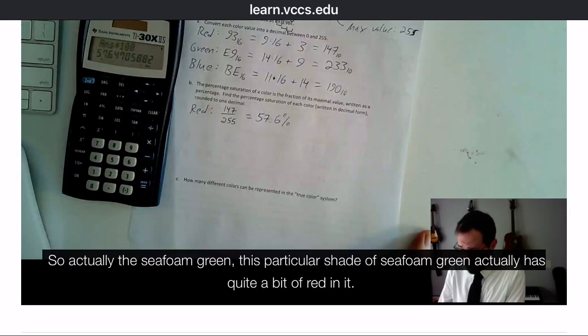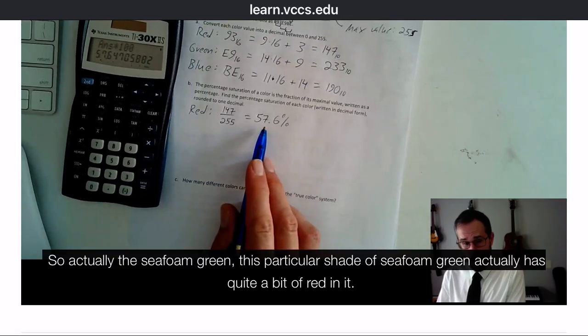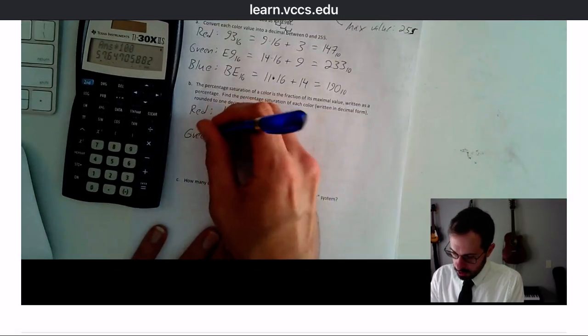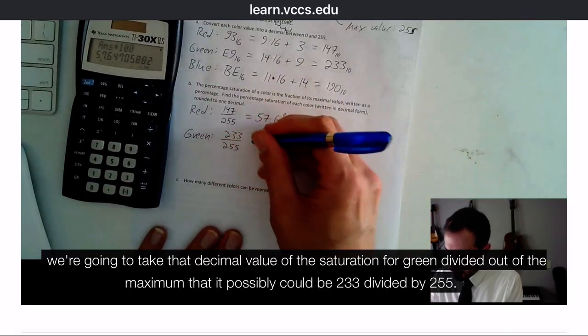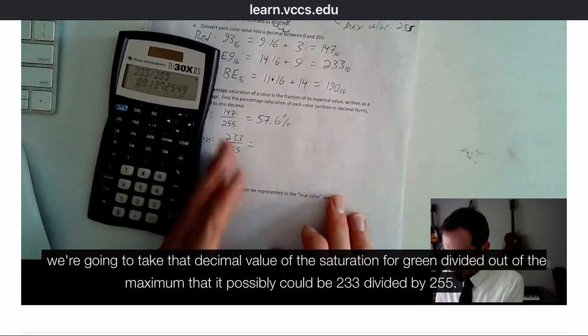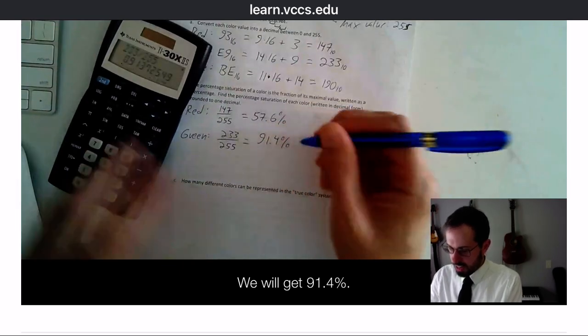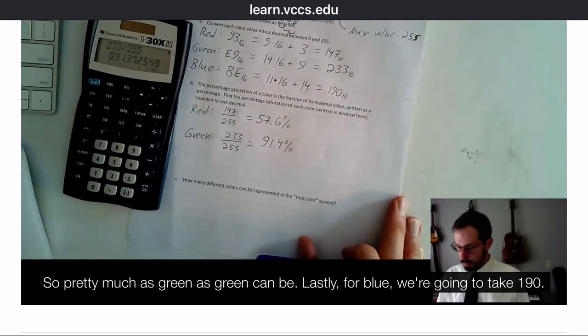So actually, this particular shade of seafoam green has quite a bit of red in it. Now the green value: we're going to take that decimal value of the saturation for green divided out of the maximum that it possibly could be, 233 divided by 255, and we will get 91.4%. So pretty much as green as it can be.